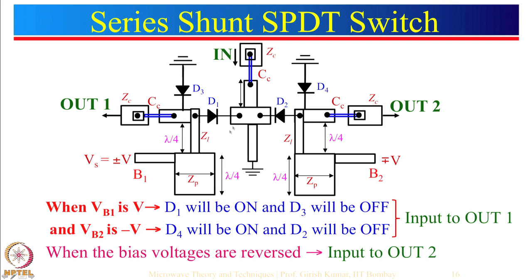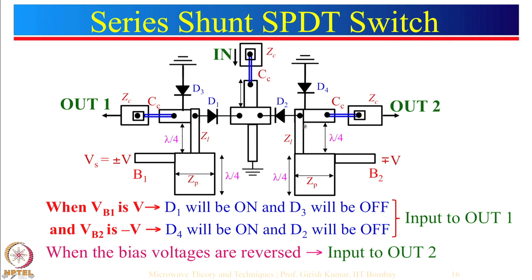So let us say we want to send the input to output 1. In that case, we have to give a voltage here which is plus V, and at that time this should be minus V. So let us see what happens. When we give plus V here, this plus voltage goes through here. So this diode would conduct through this particular path, and when this is plus here, this diode will be in the off situation. So this is off, this is on, so input will go through this particular path to output 1.